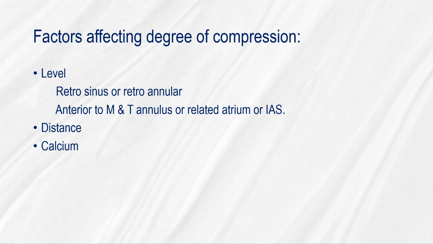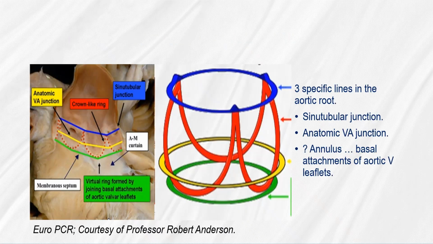Many factors may affect the degree of compression. The level: is it mainly retrosinus or retroannular? Is it anterior to the mitral and tricuspid annulus or related atrium or interatrial septum? The distance in between, presence of calcium. There are 3 specific lines in the aortic root: sinotubular junction, the anatomical VA junction between the ventricle and the aorta, and the annulus, which is the basal attachments of the aortic valve leaflets.